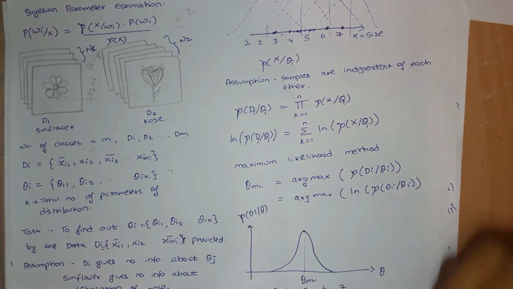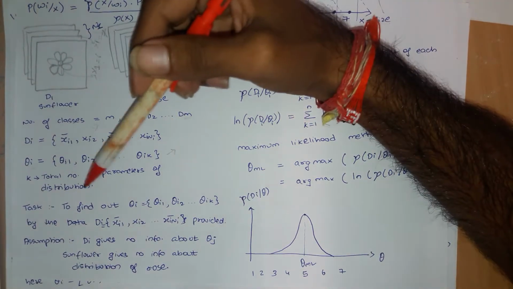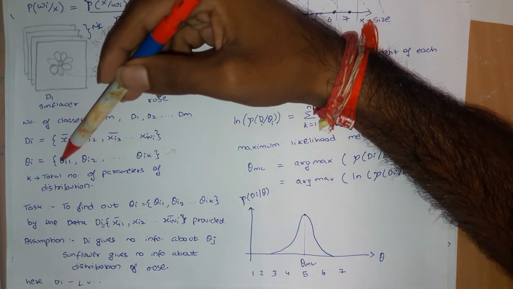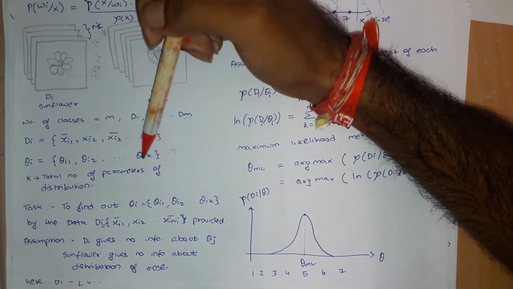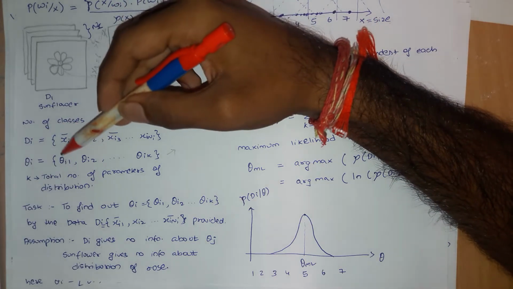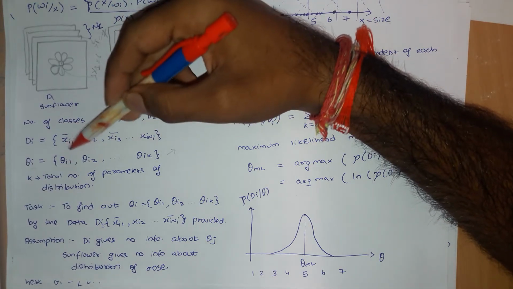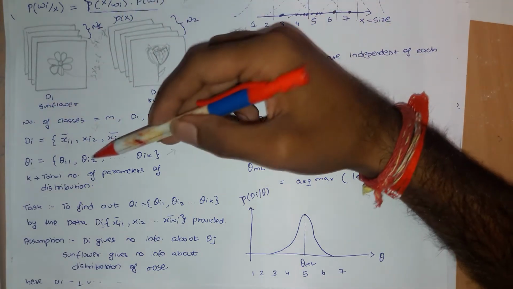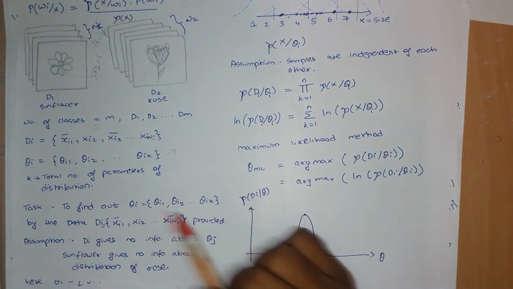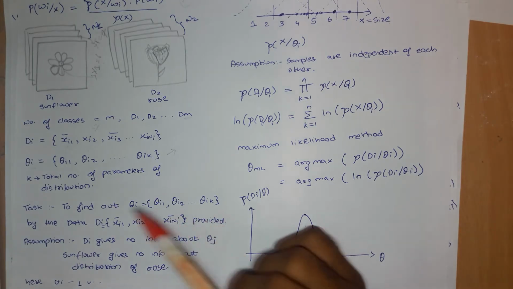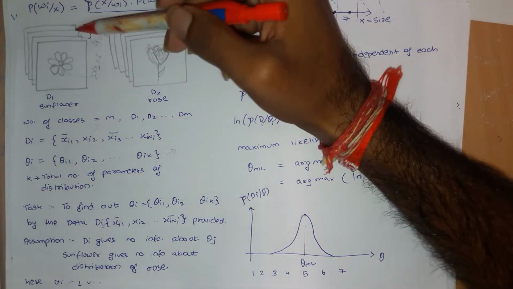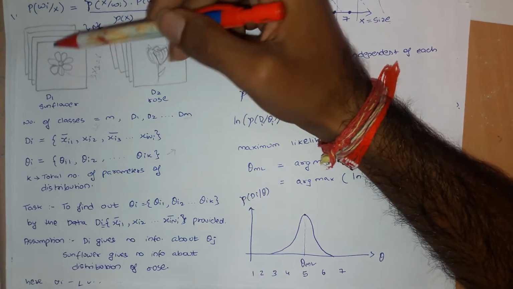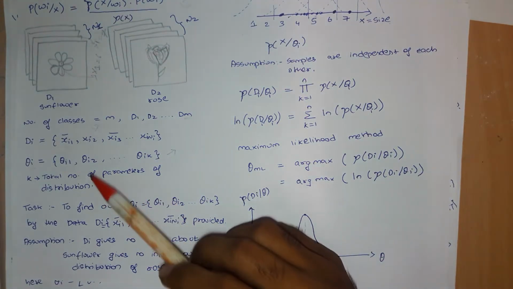So now what is our task? We have to find out what the theta i's are, that is theta 1, theta 2, up to theta k. In case of Gaussian, we'll have to find out theta 1, that is mu, and theta 2, that is the covariance. Only two parameters are what we have to find out from the data. We are given this data as input, and we have to estimate the parameters.